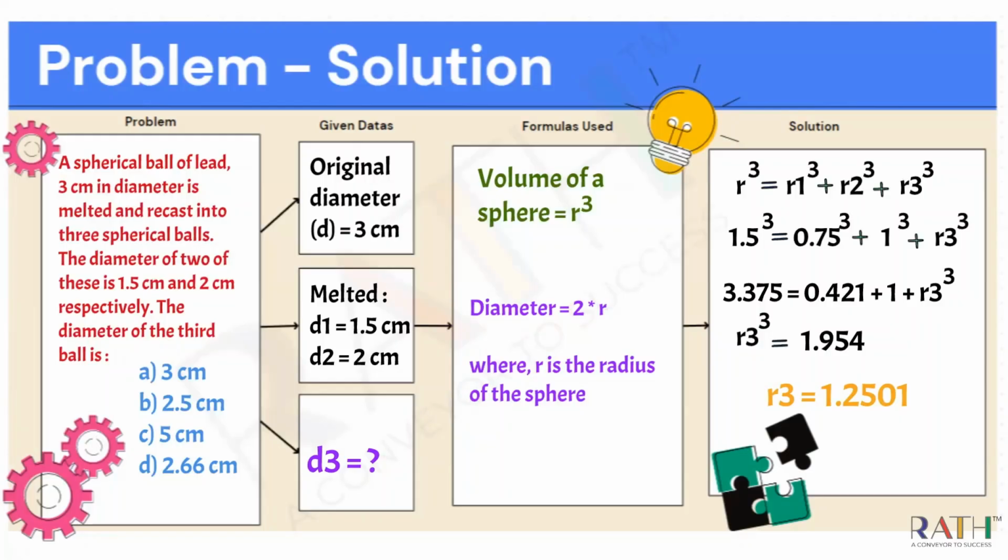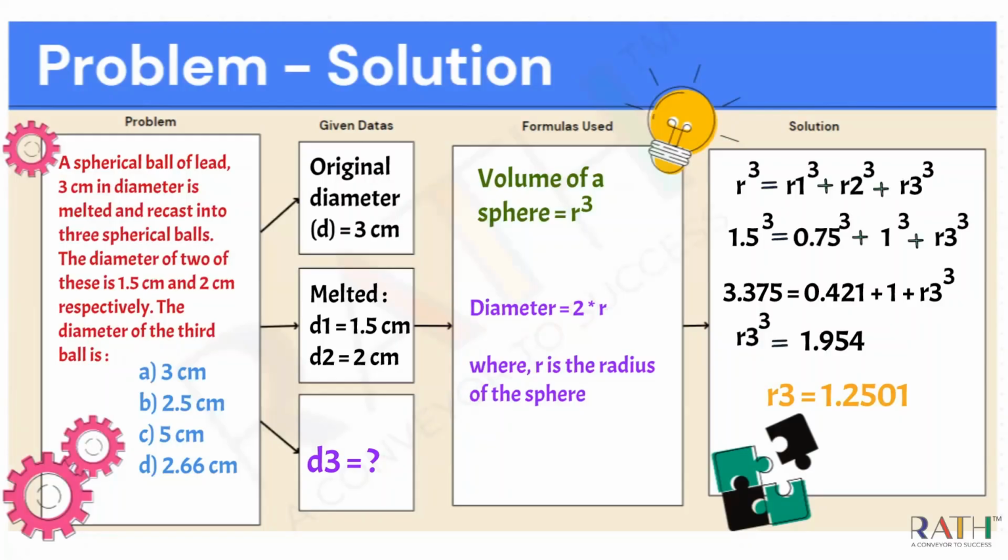Now here is the check. You can ask me, ma'am, the answer is coming as 1.25, but there is no 1.25 in the options. In some cases, there will be 1.25 also in the options. But if you choose that, it will be a wrong answer. Why? Because if you listen to the question carefully, the question asked is the diameter of the third ball. What we found is the radius of the third ball.